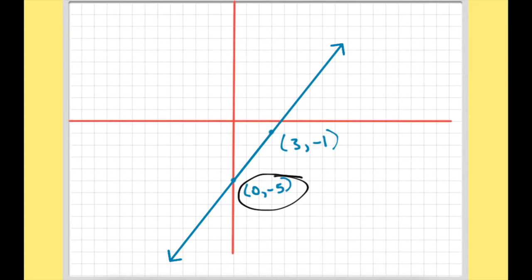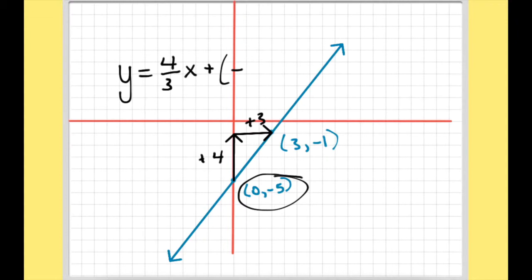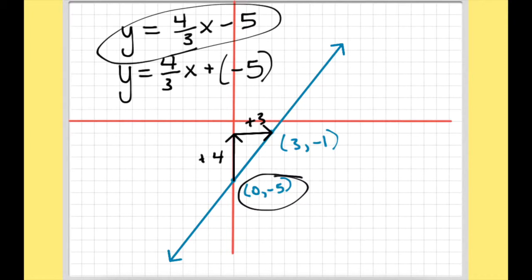Then we need to determine the slope, which is rise over run. So between those 2 points, it rises 4 units in the positive direction, and it runs 3 units in the positive direction. And so our slope will be 4 over 3. So our finished equation is y equals 4 over 3 for our slope times x plus our y-intercept, which is -5. And just to clean it up and make it as simplified as possible, we're going to change that to minus 5. And that's our answer.